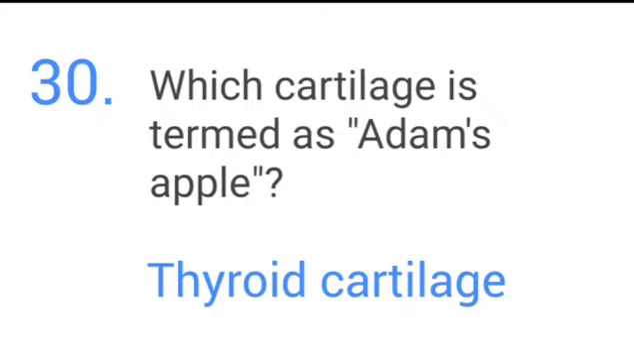Which cartilage is termed as Adam's apple? Thyroid cartilage.